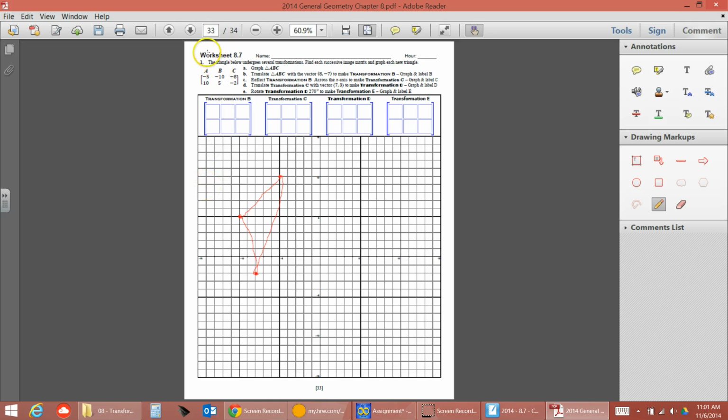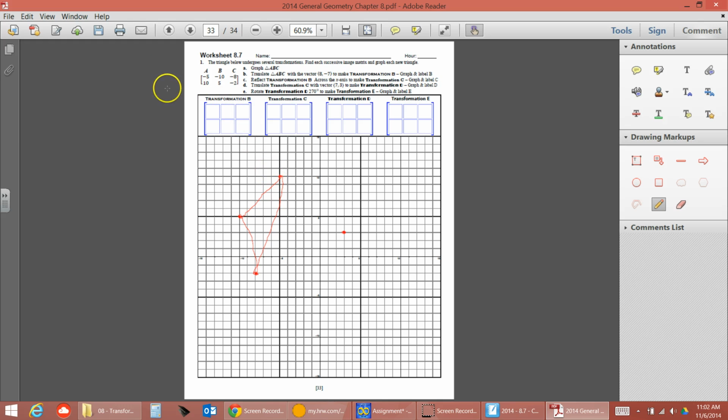Now this first one says translate ABC with vector 8, 7. So I'm going to go +8, down 7. 1, 2, 3, 4, 5, 6, 7, 8. And then go down 7. 1, 2, 3, 4, 5, 6, 7. All right. This is my new point for, looks like A.